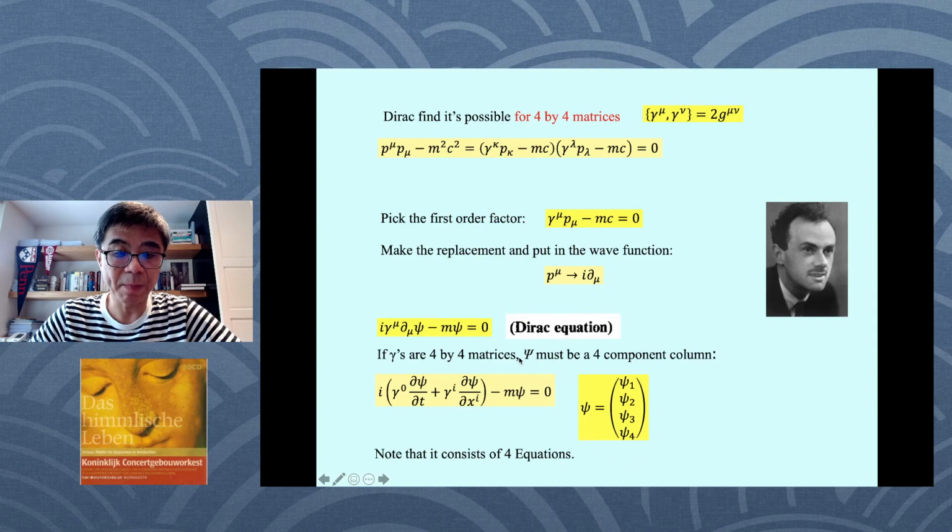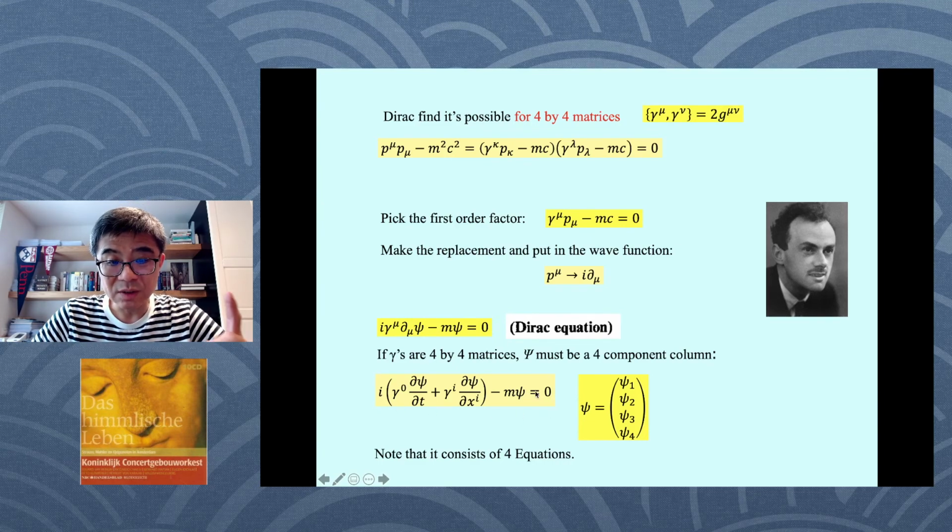Okay, so here I write down the expansion of this very covariant form into a form that's easier to read the physics from. This Dirac equation could be written as gamma 0 partial psi partial t plus gamma i partial psi partial x i minus m psi equals 0. And therefore, the Dirac equation is not just one equation because psi has 4 components. Okay, so this Dirac equation actually consists of 4 equations.